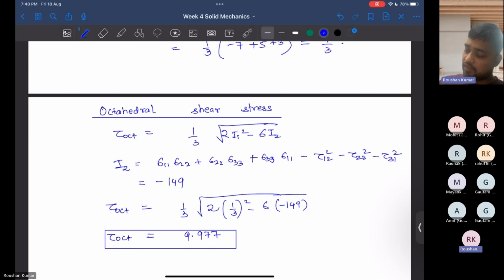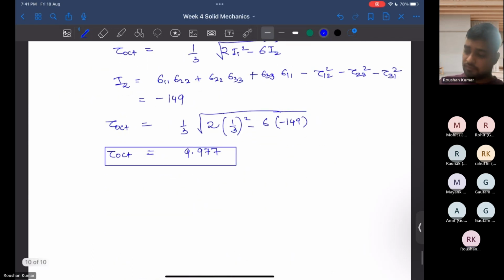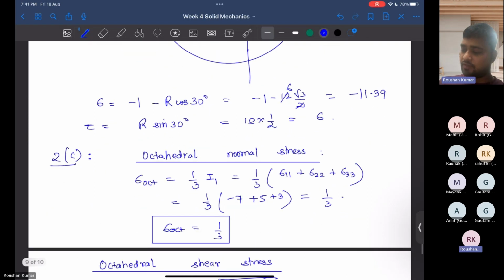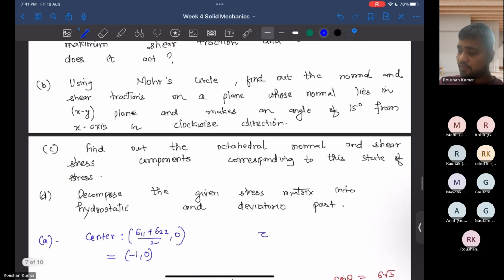This is the shear component of octahedral stress, and this is the octahedral normal stress component, which is equal to 1 by 3. So this is the question number C of the second problem. The third part of the question was to find out the octahedral normal and shear stress component corresponding to this state of stress. We already found that out.